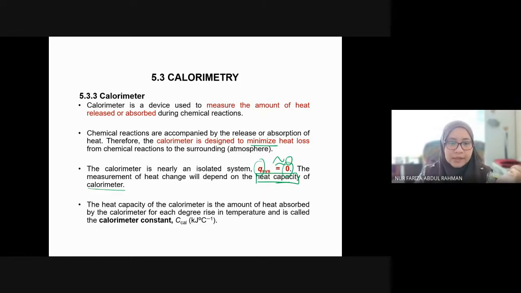Betul tak? And then the heat capacity of the calorimeter is the amount of heat absorbed by the calorimeter for each degree rise in temperature and is called the calorimeter constant. Okay, we have C, which is the heat capacity of the calorimeter. So this is already combined, M dengan Cs. Okay, so kita just assign it as C, capital C of calorimeter, the constant C, because we are going to be using the same calorimeter. Unless you change to another calorimeter, then you have to consider a different C value. Okay, all right.